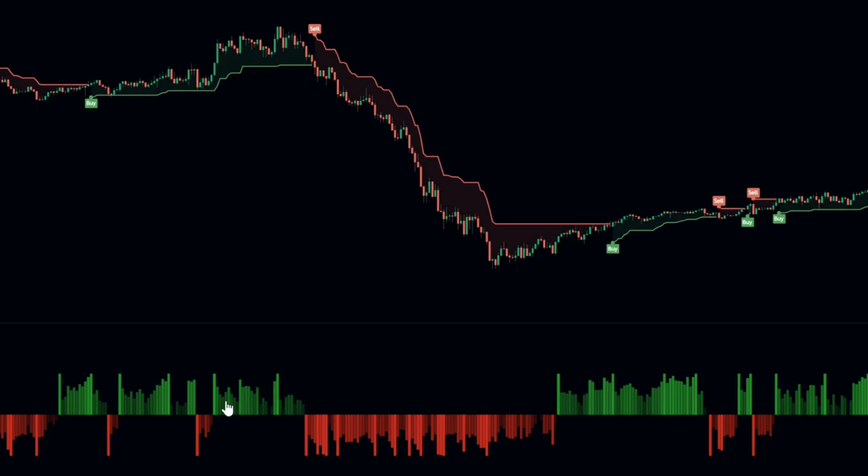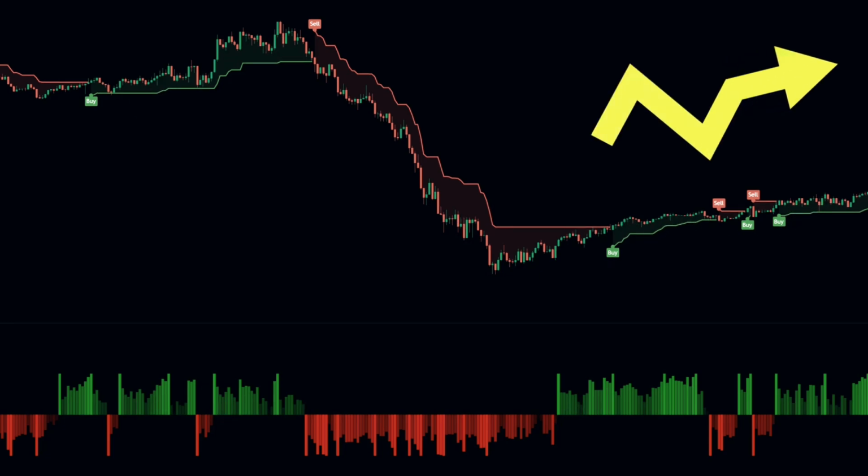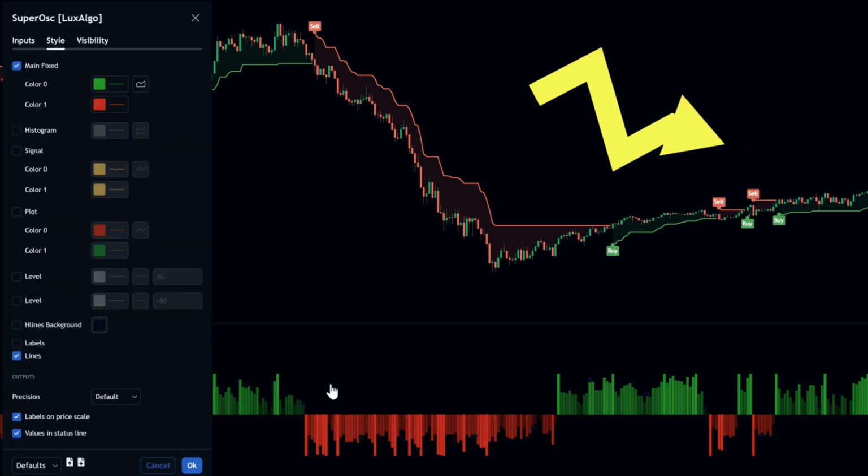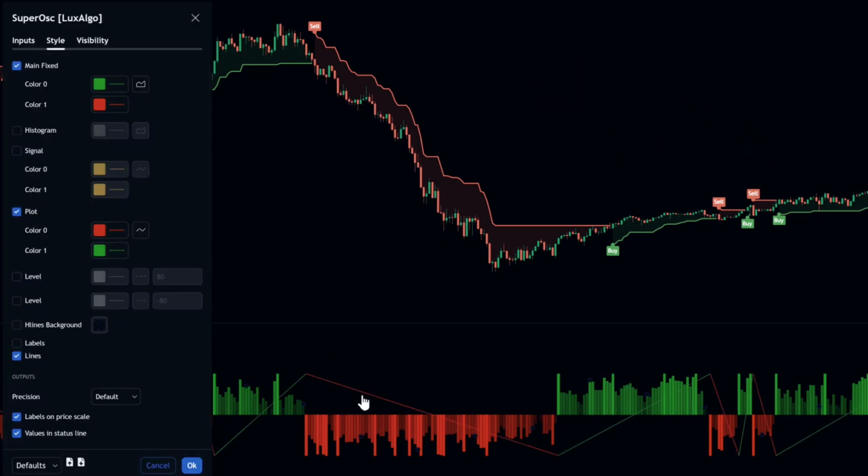Whenever this oscillator is above the zero level, it suggests that the price is also above the supertrend, indicating a bullish trend. Conversely, when the oscillator is below the zero level, it indicates that the price is below the supertrend, signaling a bearish trend. The second feature is called the plots.